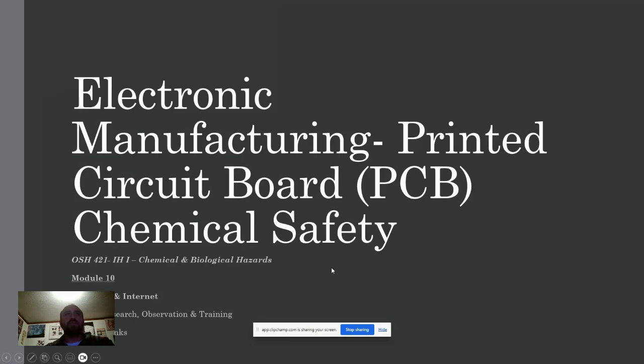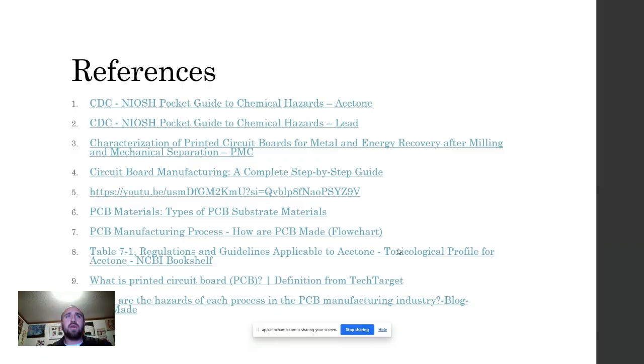Hello, everybody. Today I'm going to be talking about electronic manufacturing, specifically printed circuit boards. I'm going to go over some of the chemical safety with them and some of the ability to control some of the hazardous chemicals that we're exposed to.